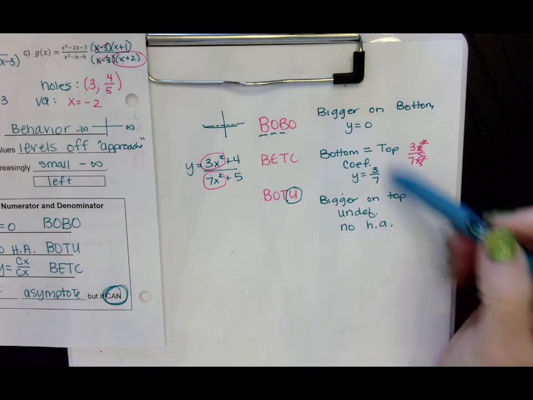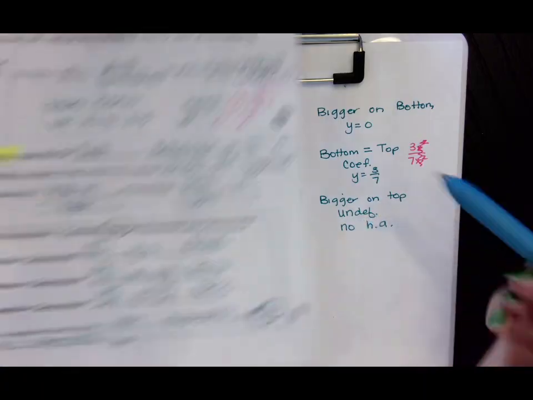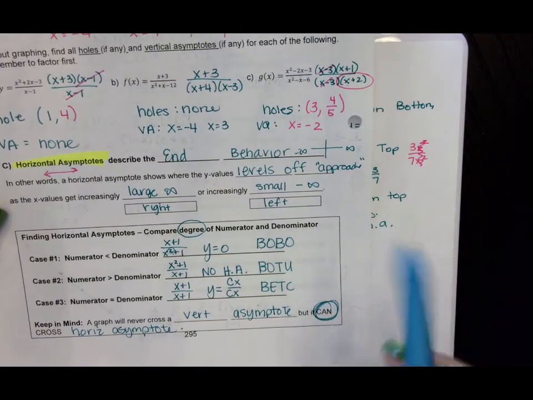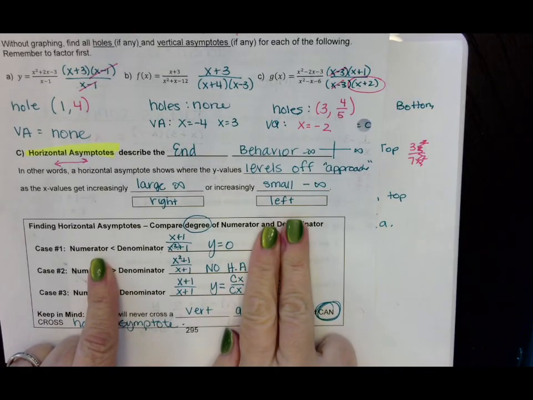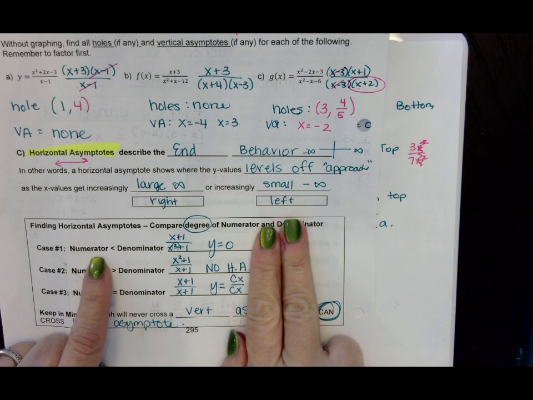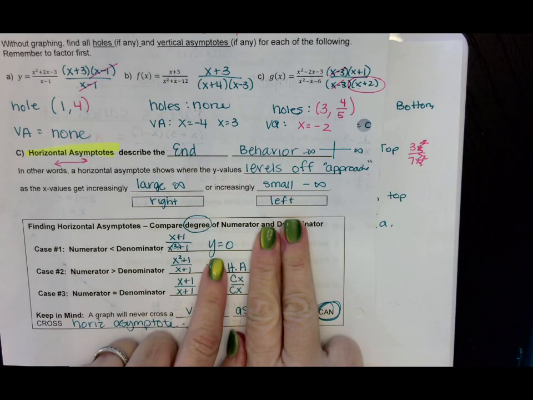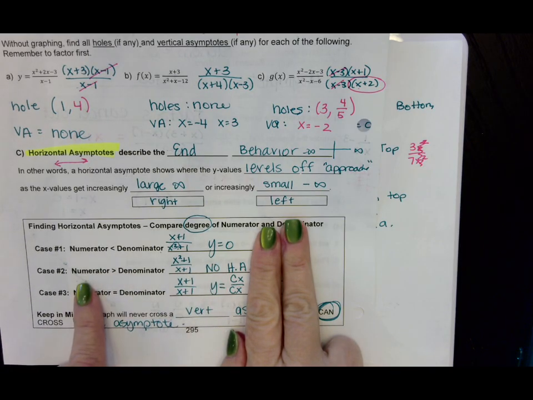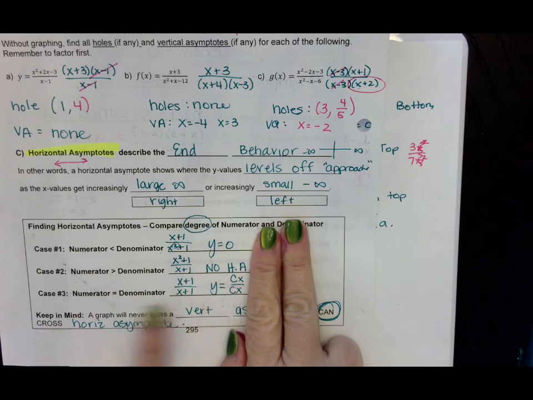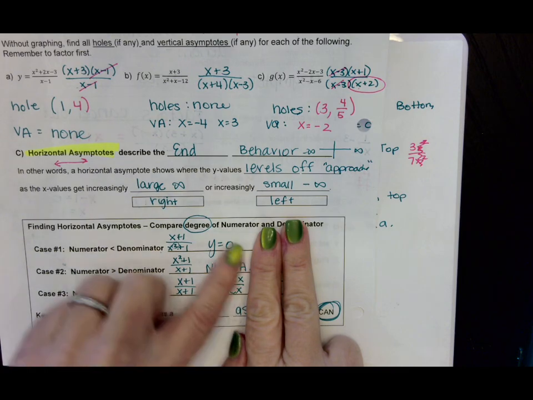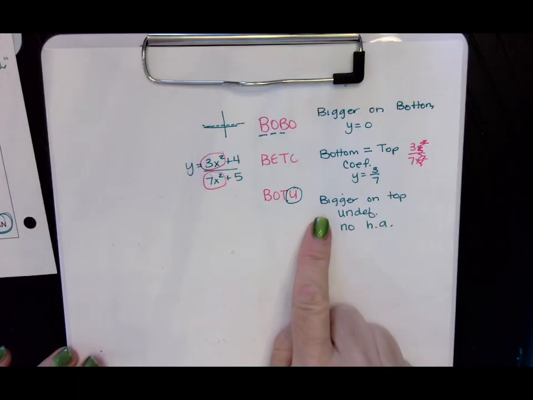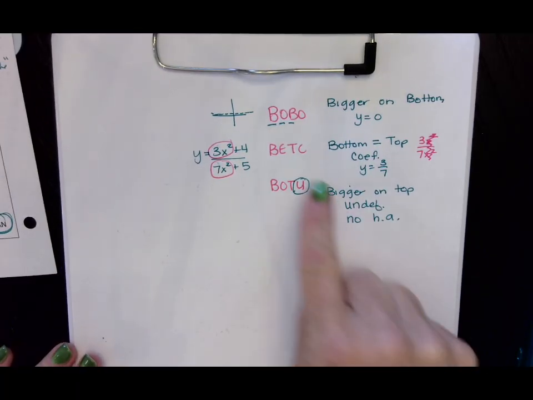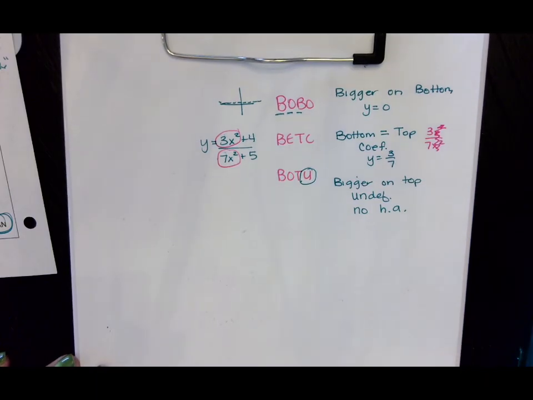Now, my little cheat over here, my Bobo, Betsy, Bow 2, is the same thing that's here, right? So you can just look at this. If you're like, that's corny, I don't want to do that, that's fine. You don't have to use this. You just have to know that if the numerator is smaller than the denominator, then your horizontal asymptote's always at 0. If the numerator is greater, there's no asymptote. And if they equal each other, then you just take the coefficient of the top and the coefficient of the bottom. So you either have to memorize these rules or stick with me when I say this over and over in class, Bobo, Betsy, Bow 2. Okay? And just refer to what that looks like.